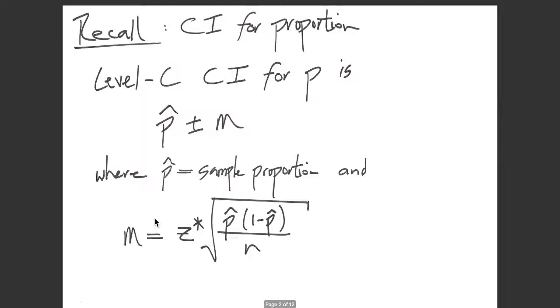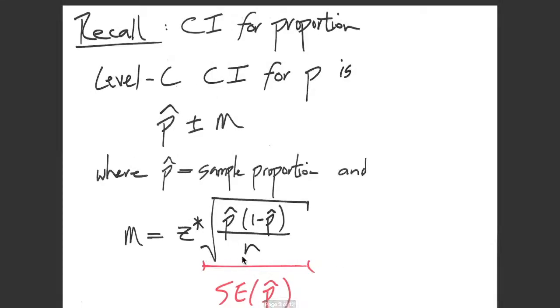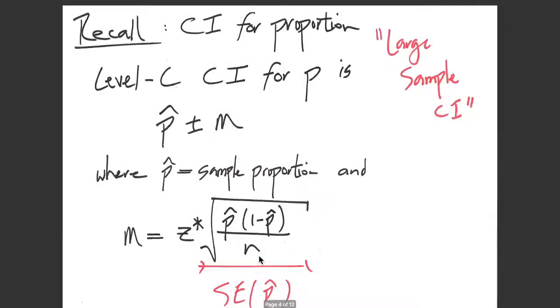So let's remember what the basics of confidence intervals for proportions consist of. The level C confidence interval for a proportion P is the sample proportion, P hat, plus or minus a margin of error that's calculated this way: a critical value times the standard error, which is the expression in the square root. Now, you may have noticed that the book refers to this as the large sample confidence interval, and that's because of what I just mentioned. It is designed for large samples.